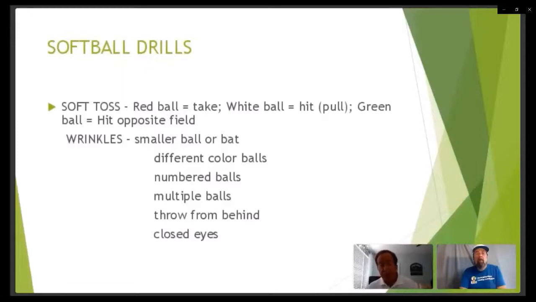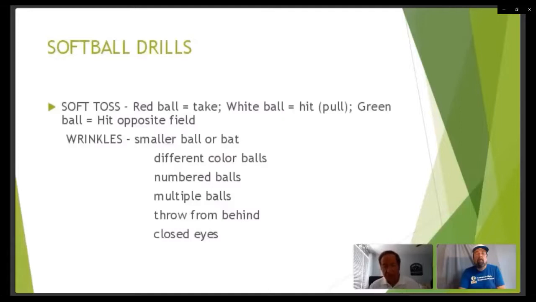Another little wrinkle to that is you can have a smaller, skinnier bat than a normal softball bat, and that makes it even more challenging. You can add different colors and have them mean different things. You've often seen players that have put numbers on a ball. I think we have a slide later on where you see numbers on a ball. That's another good thing too.